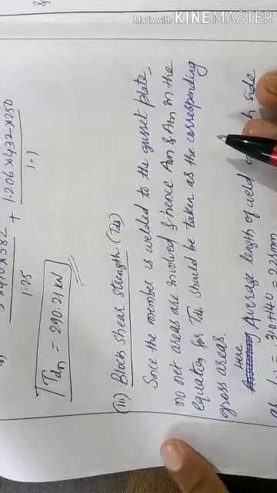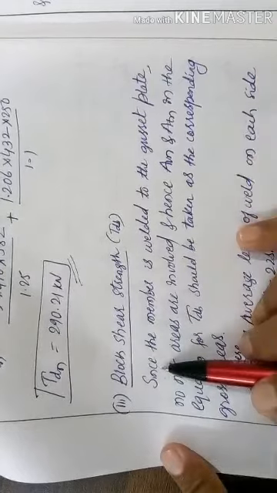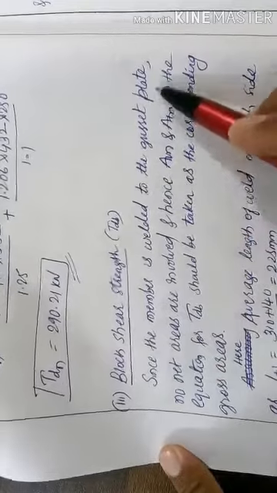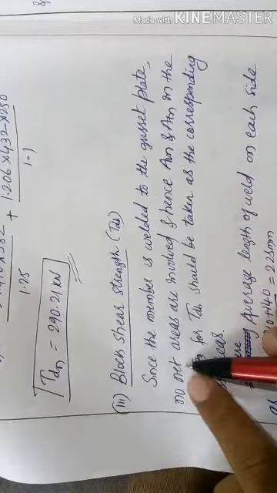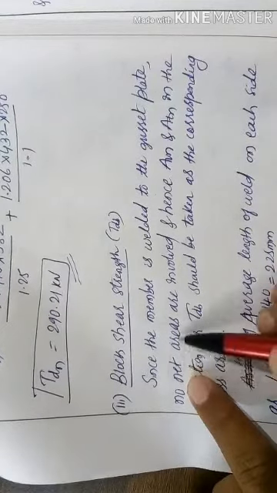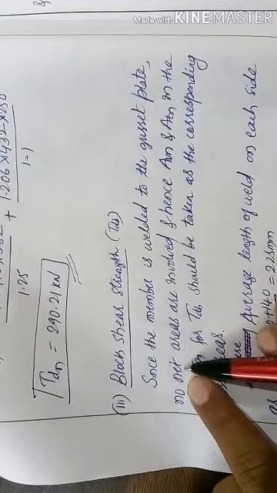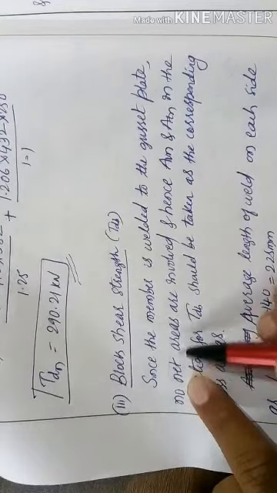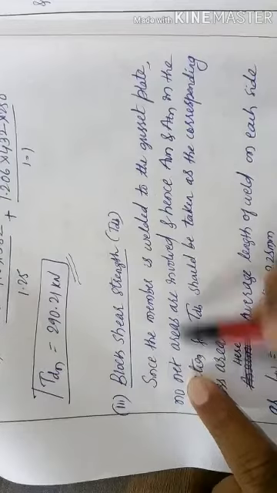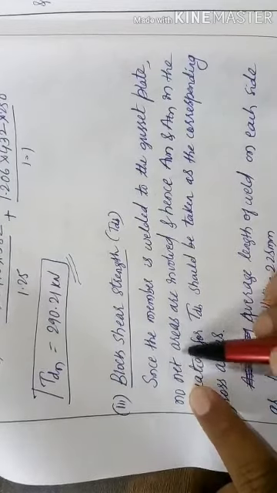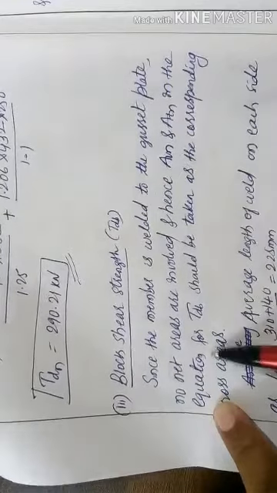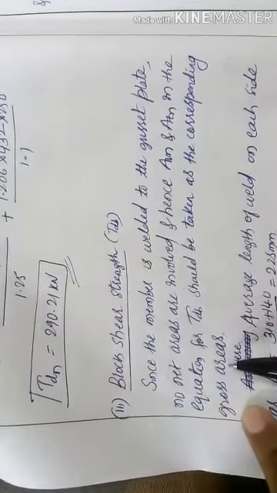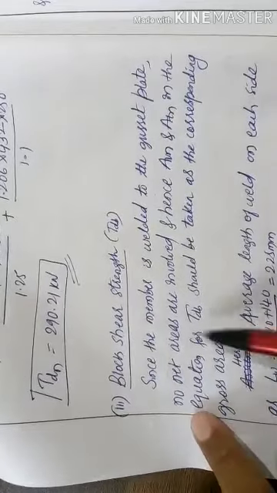Next is, here you have to calculate block shear strength. So what has been given here? Since the member is welded to the gusset plate, no net areas are involved. Means here no hole has been made. In a bolted connection the holes are made, so for that purpose we deduct some areas there. Here there is no question of making any holes, hence no need to deduct the areas here. So that's why no net areas are involved, and hence AVN and ATN in the equation for TDB should be taken as corresponding gross areas only. I hope you understood this one.